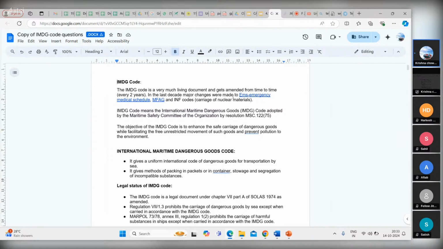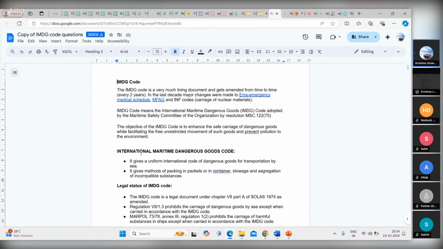IMDG code means the International Maritime Dangerous Goods Code, adopted by the Maritime Safety Committee of the organization by resolution. The objective of the IMDG code is to ensure the safe carriage of dangerous goods while facilitating the free, unrestricted movement of such goods and preventing pollution to the environment. Obviously, the main aim of the code is to prevent pollution to the environment by not putting any dangerous goods in water, air, or anywhere in the sea, land, anywhere.